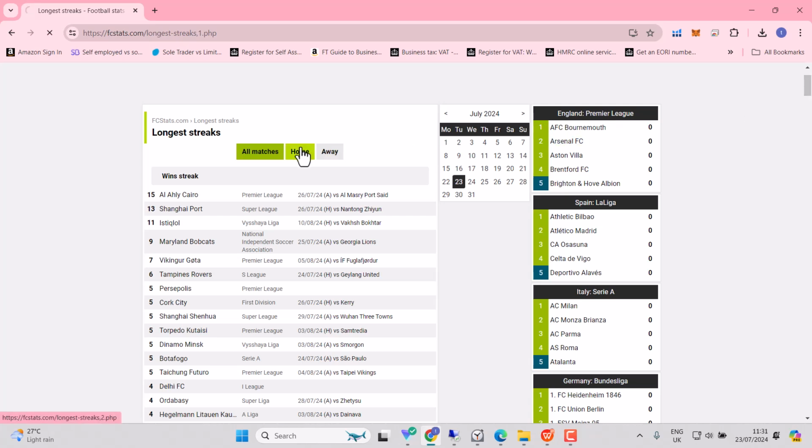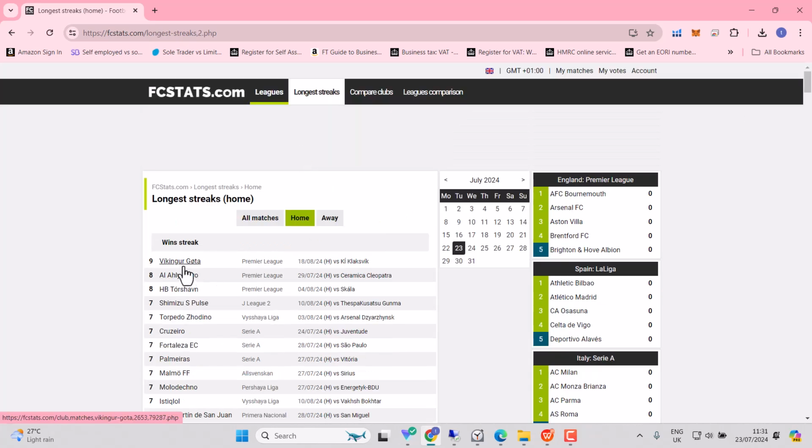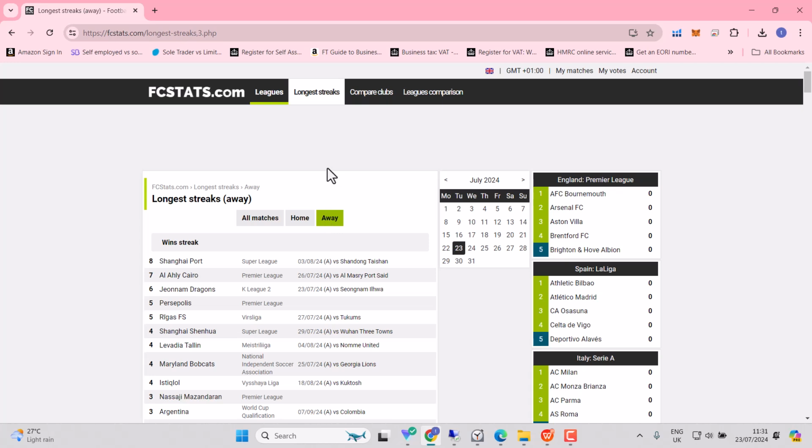Home as well. Vikingur Gota in the Faroe Islands. Al Ahly continue 8 consecutive home wins. Now you can use this to your benefit. You can either keep backing until they lose, or you can look to lay them, because these longest winning streaks can't continue, can they, forever? So that's FCstats.com, primarily used for the challenge table.